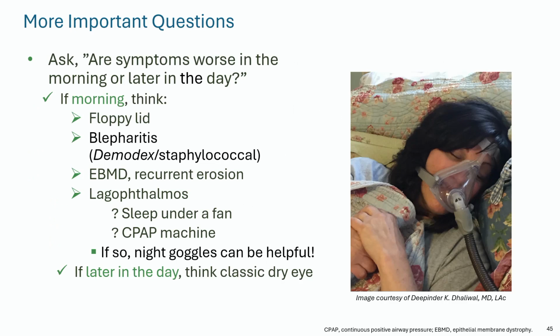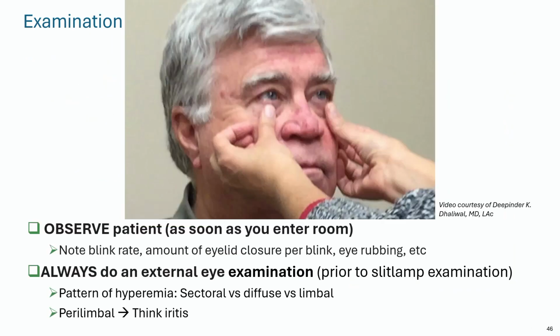So the other key question, are your symptoms worse in the morning or later in the day? And as Ken said, later in the day is classic dry eye. If they have symptoms worse in the morning, 4 things you got to think about. Floppy lid syndrome, blepharitis, especially with Demodex, recurrent erosion or EBMD, or lagophthalmos. Those are the things that make people worse in the morning. So there you go. You have 4 options to choose from. And if they have lagophthalmos, ask them if they sleep under a fan or use a CPAP. And if so, you treat with night goggles or something.